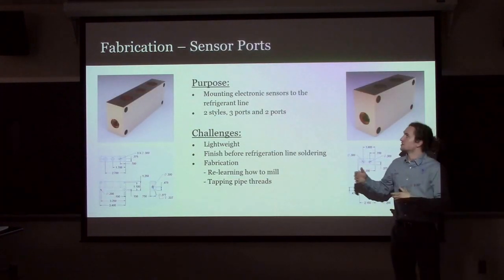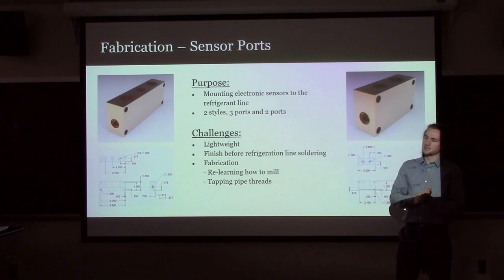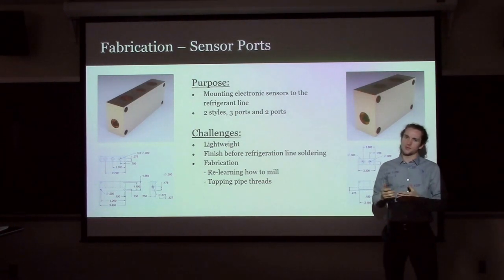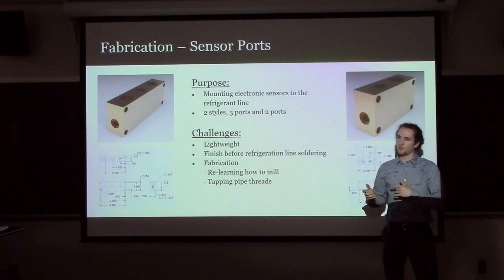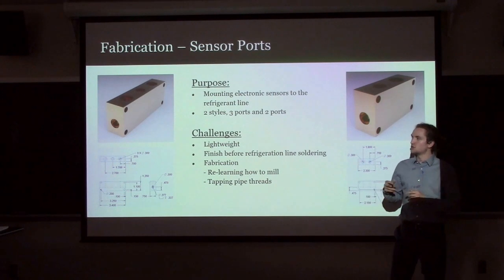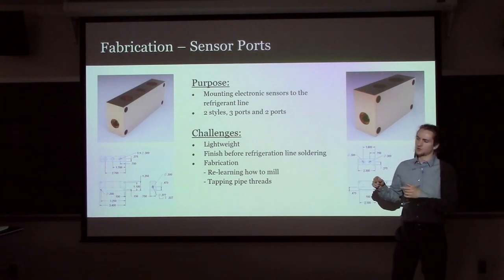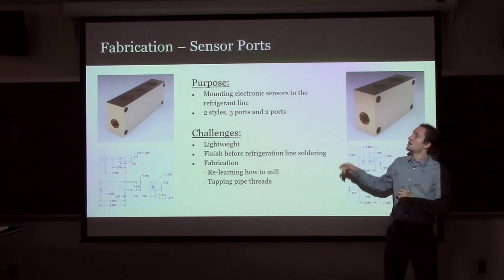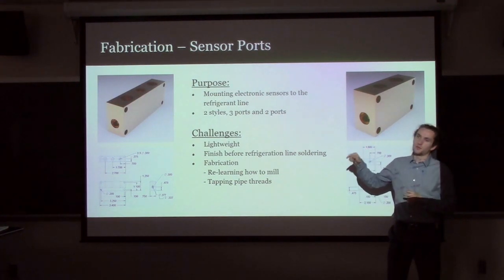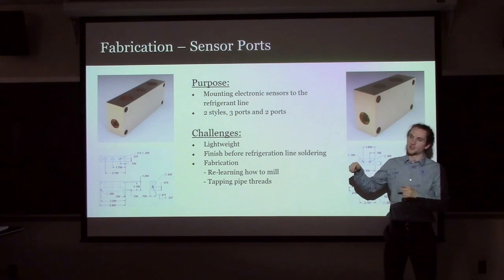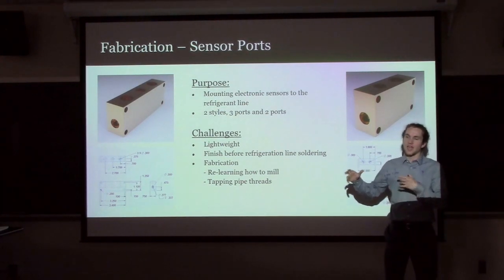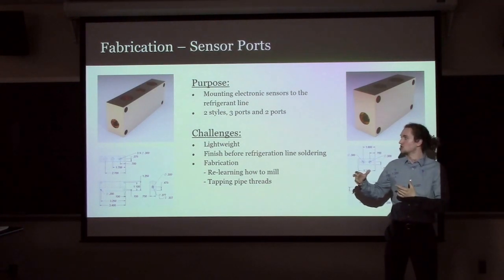So now we also have sensor ports that were a specific piece of interest for the fabrication. These were used to mount the electronic components to the board, specifically the sensors that are analyzing the refrigerant cycle. There were two styles we used, one with 3 ports, one with 2. The 2-port design was used to have a thermocouple and a pressure sensor. Then the 3-port design had a thermocouple, pressure sensor, and a pressure control system, which was used to analyze the compressor in conjunction with that.